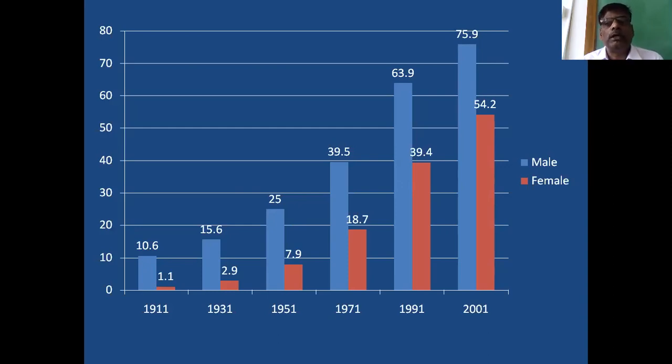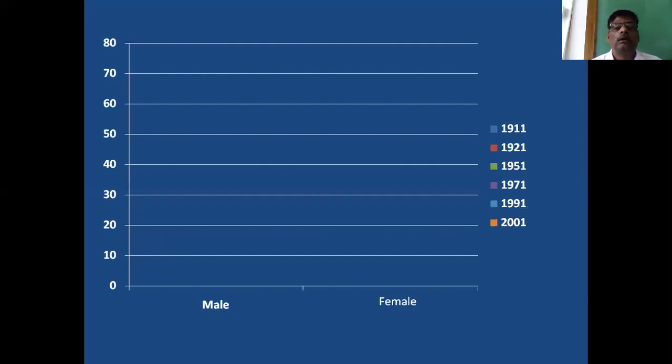Suppose you want to explain it in only two sets, male and female. If you want to explain it in only two sets, I will show the diagram. In the second diagram, this is the same data. Here I have taken only two sets of data. What are the two sets? One is the literacy percentage of men, another is the literacy percentage of females. Male, female. These are the index for the year.